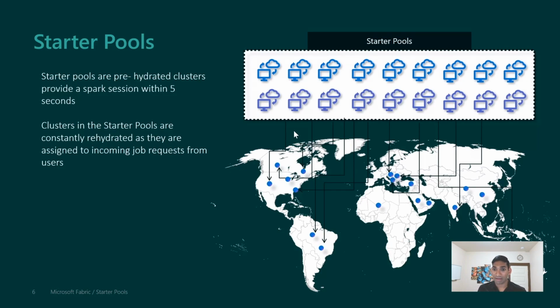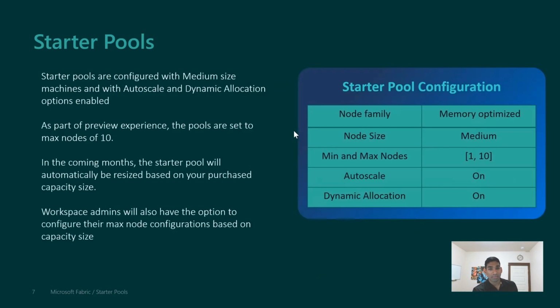So they don't have to worry about creating them or making sure that they are available at the time of job submission or any of that sort of management. All they would need is just a Fabric workspace associated with a Fabric capacity. And as soon as the jobs are submitted, these pools would get the job requests and start executing them.